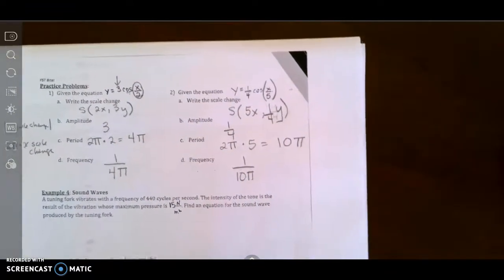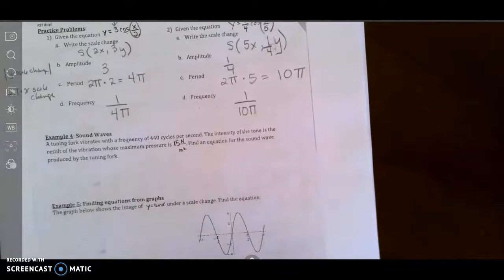Right, example 4, sound waves. A tuning fork vibrates with a frequency of 440 cycles per second. The intensity of the tone is the result of the vibration, whose maximum pressure is 15. And then it gives us the unit. Find an equation for the sound wave produced by the tuning fork.